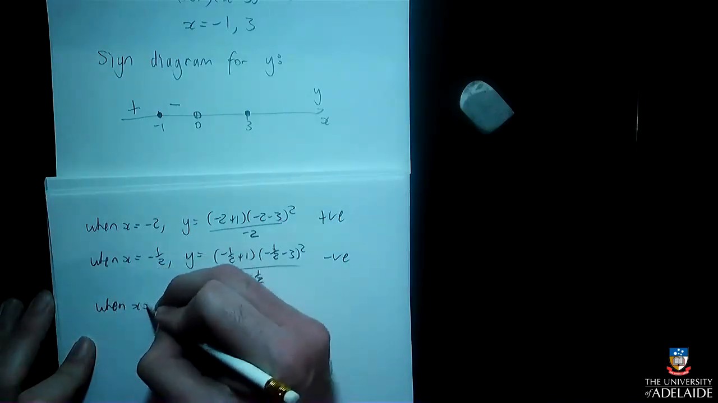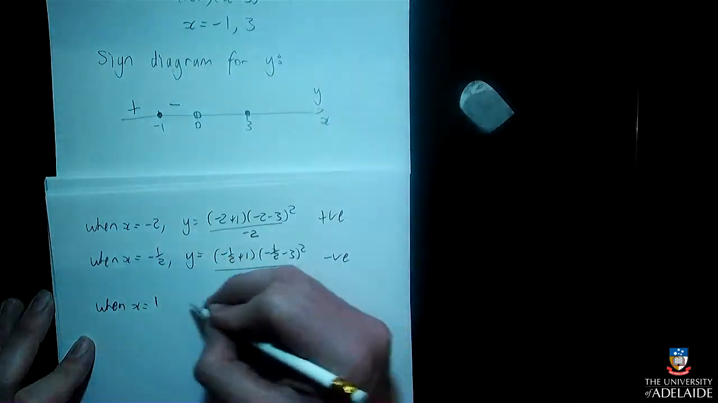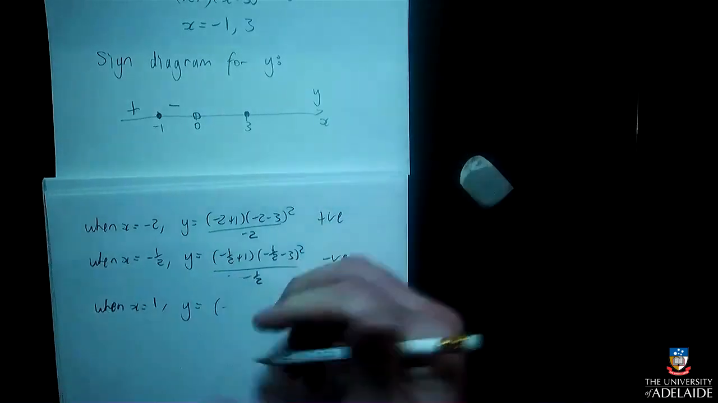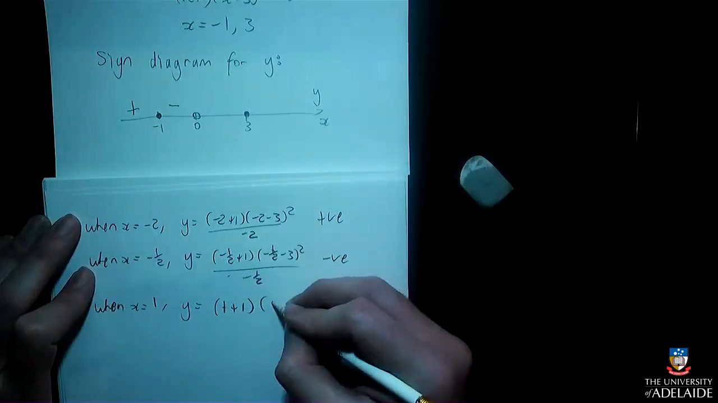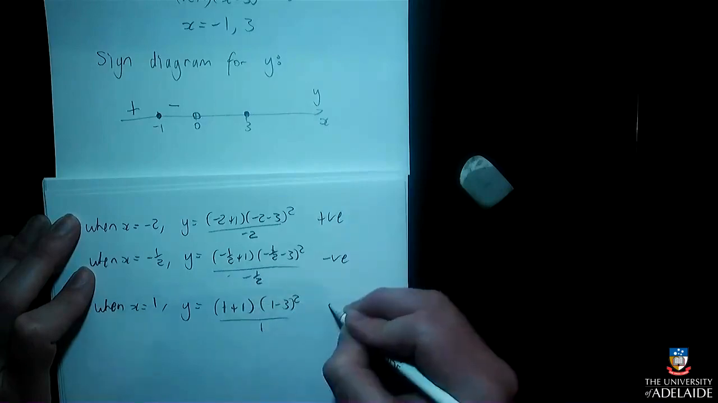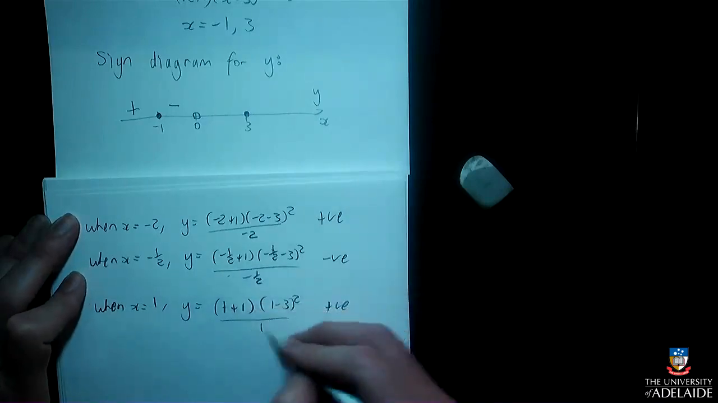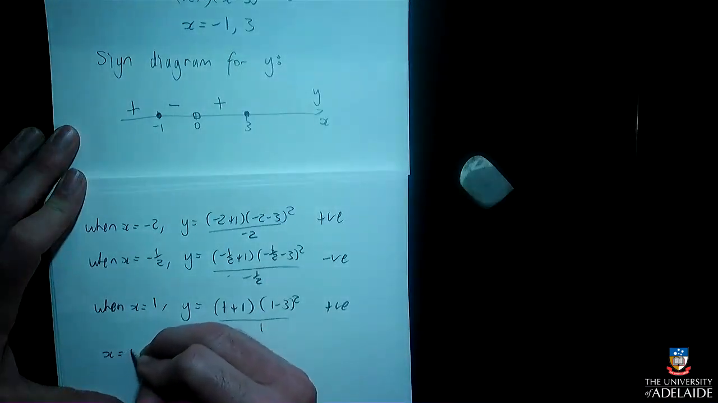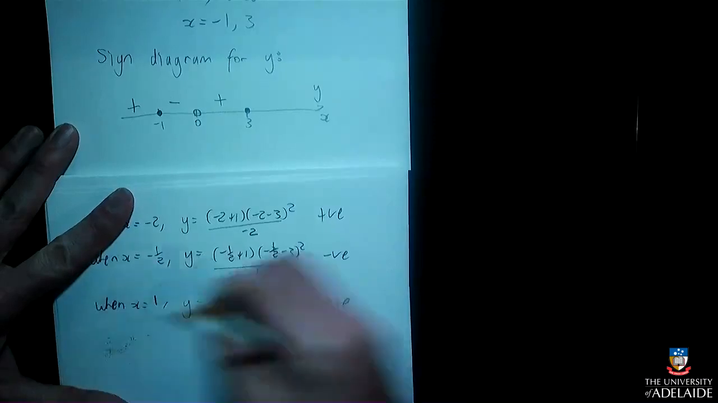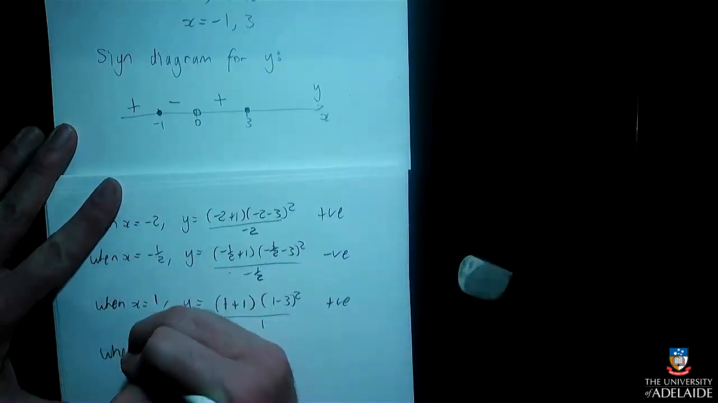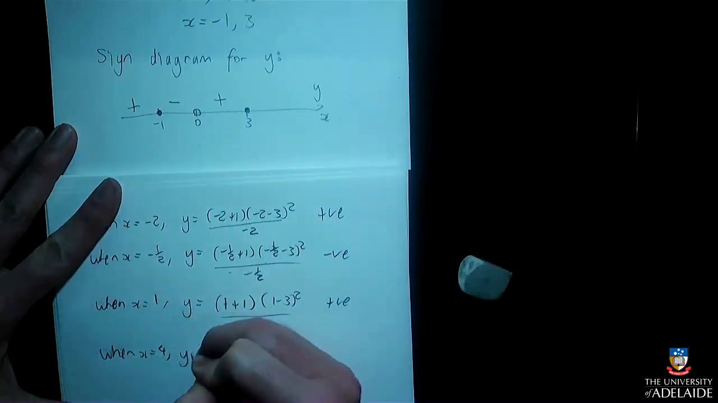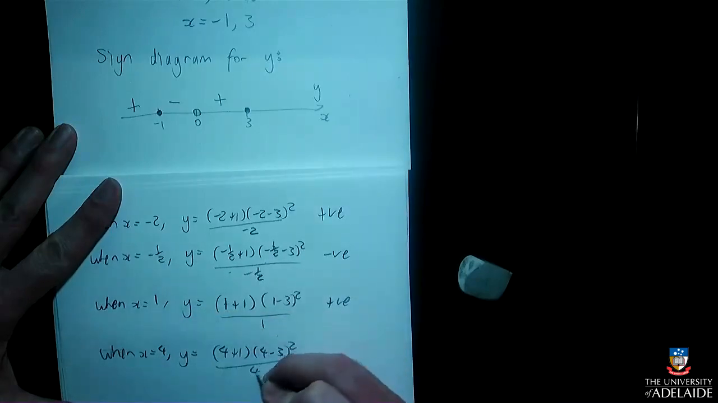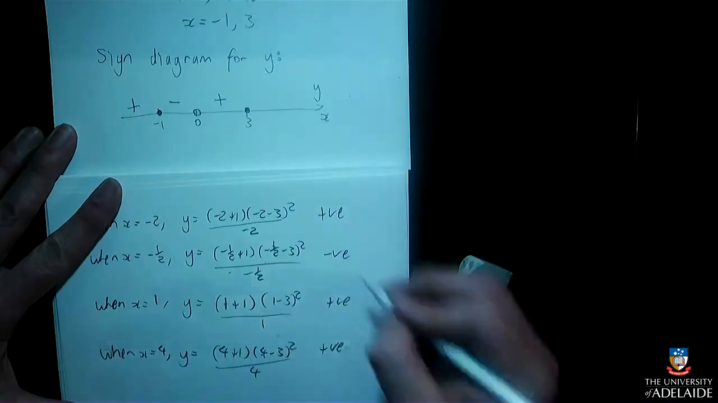When x is equal to something between 0 and 3, like 1, y equals (1 plus 1)(1 minus 3) squared over 1. That's totally positive. That's positive, that's positive, that's positive. So it's a plus there. And when x is equal to something beyond 3, when x equals 4, y equals (4 plus 1)(4 minus 3) squared over 4. Positive, positive, positive, it's positive as well.